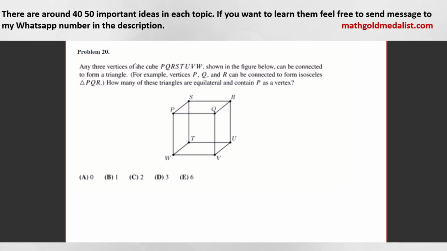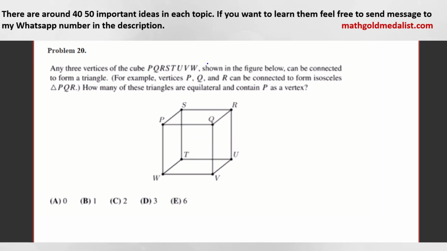Problem 20. Any 3 vertices of the cube PQRSTUVW shown in the figure below can be connected to form a triangle. Let's see how. For example, this one to this one, this one to this one. This is a triangle. We've connected PRU. For example, vertices PQR can be connected to form isosceles PQR. How many of these triangles are equilateral and contain P as a vertex?